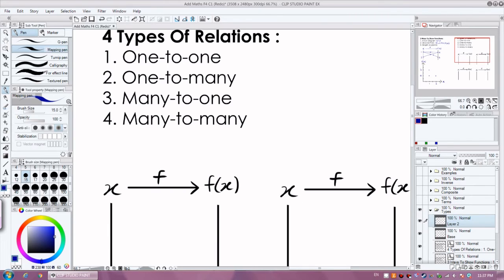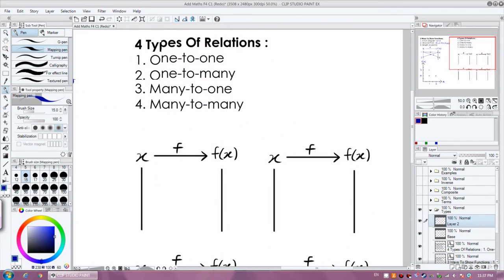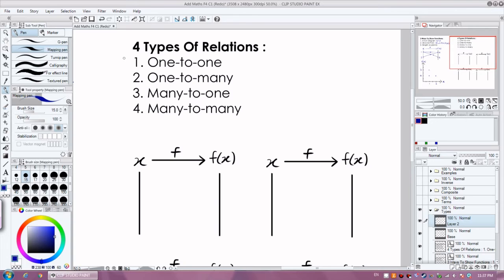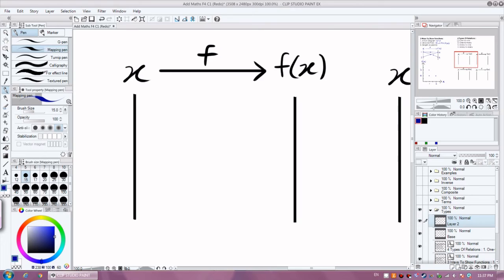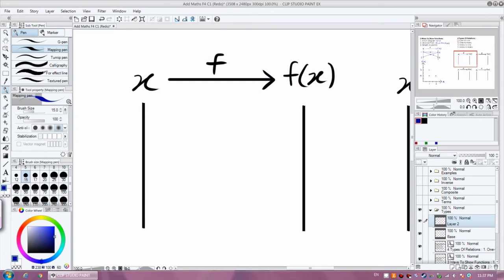So the first one, the easiest one I'll be talking about right now, is one to one. I'll be using this first diagram here. Okay, let's see over here. I'll be drawing dots on both sides. I'll connect one line between these two, and just another one between these two.